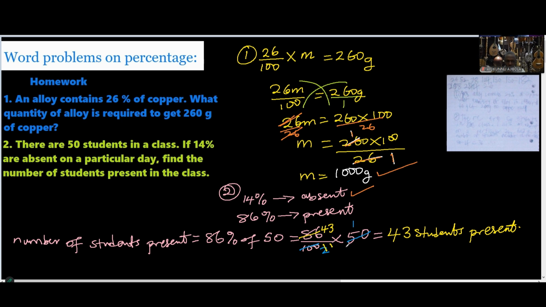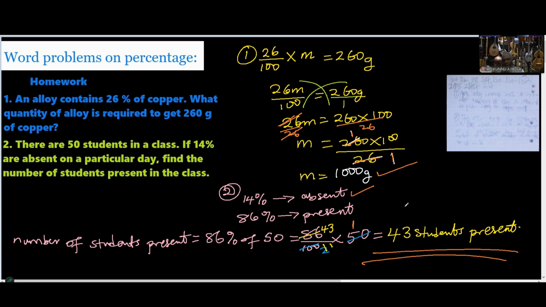Let me check it again. I use 50. 50 here, 1. And 100 is 2. Then I use 2. 2 in 86 is 43. So it's only 43 that remain. 43 times 1 is 43. So that means 43 students are present. Is that clear to you?